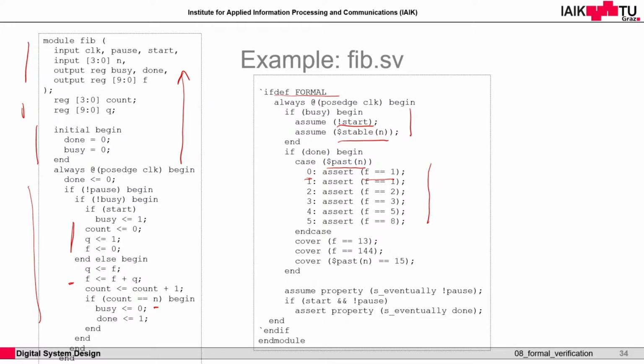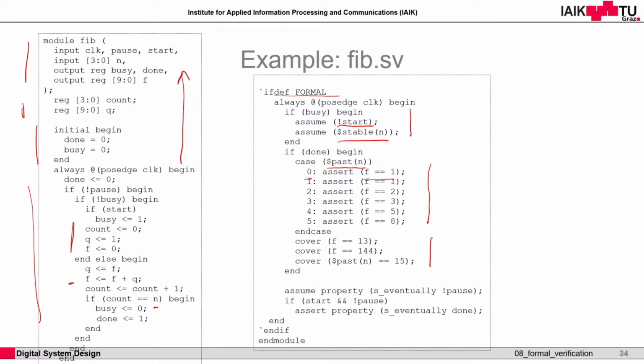And then there are so-called cover statements here in the second part. These cover statements essentially say that when we are doing simulation, we are interested in seeing those cases. We are interested in seeing a behavior such that f equals 13, or f equals 144, or the past value of n was 15. So this creates a combination of signals on how to drive the circuit such that these cover statements are fulfilled.